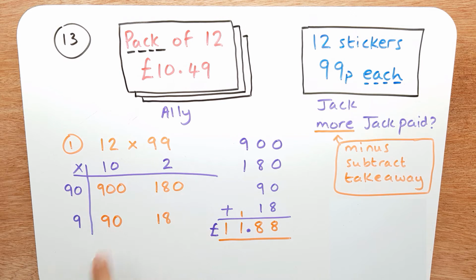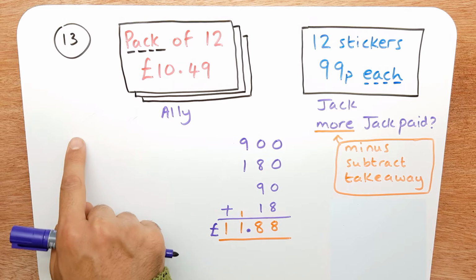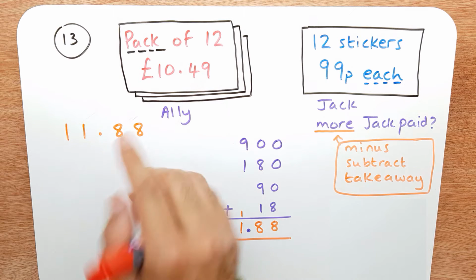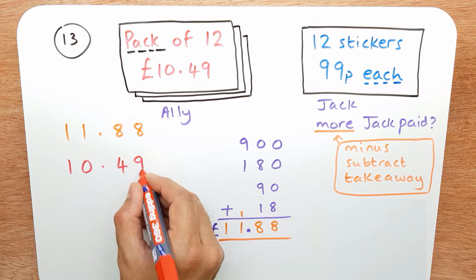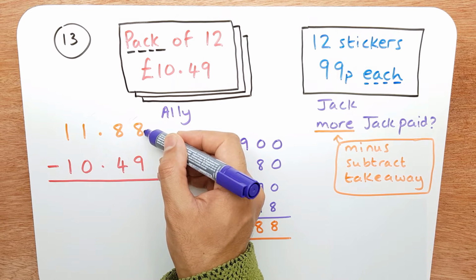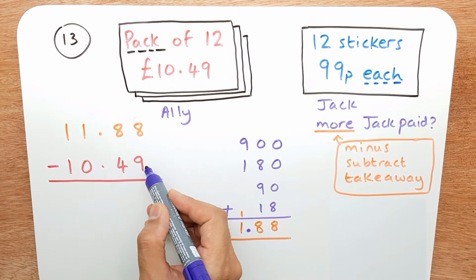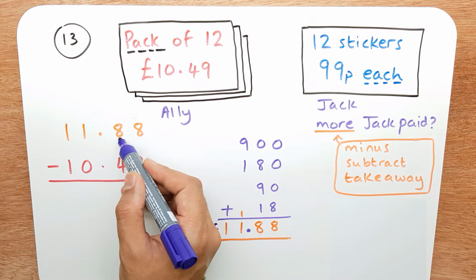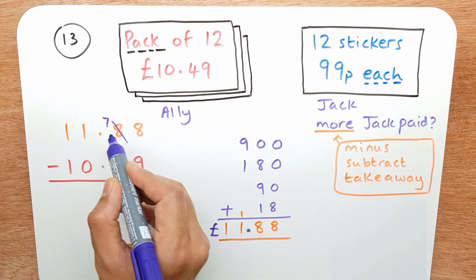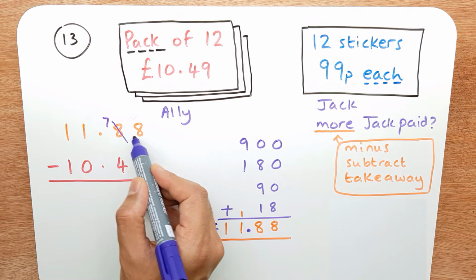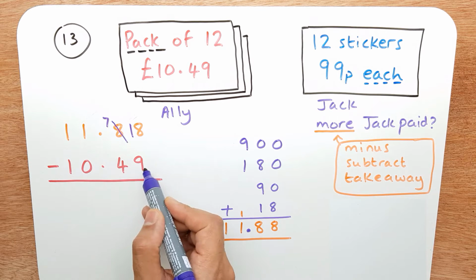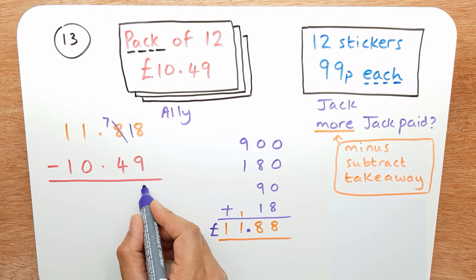So let's rub this out. And let's write £11.88 here. And £10.49 here. And we're simply going to subtract the 2. So you have 8 take away 9. We can't do, we've not got enough there. So we go to the neighbour and we borrow 1. So this 8, we cross it out and it becomes a 7. And the one we've borrowed turns this 8 into an 18. So now we have 18 take away 9, which is 9.